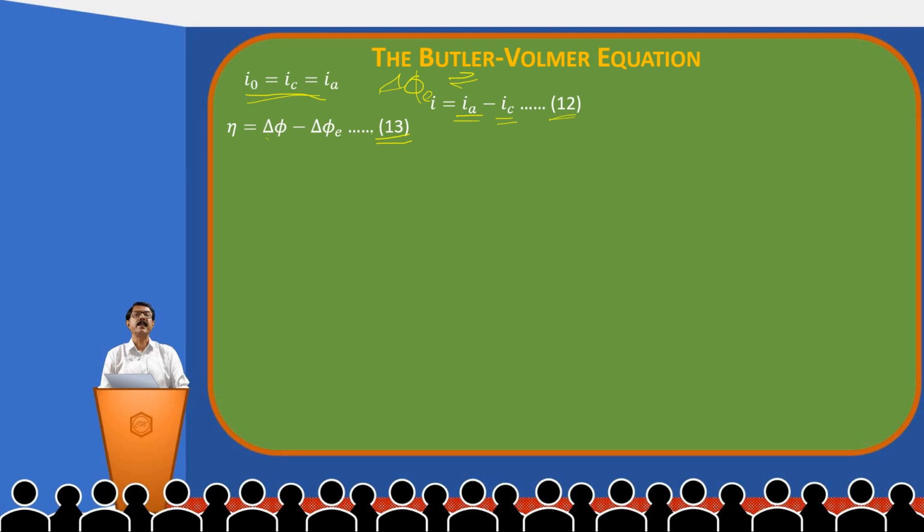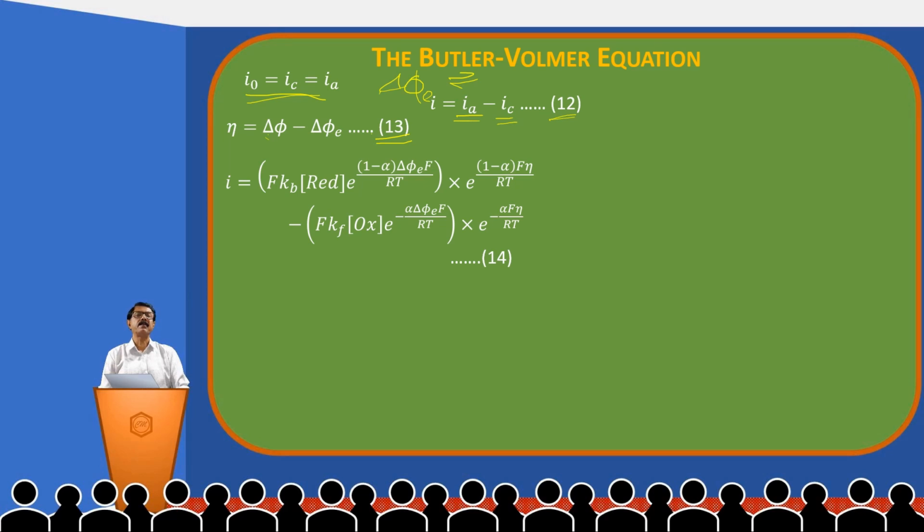Now we write down the net current I as equation 14. That is, we subtract cathodic current density from anodic current density. The exponential terms outside the brackets arise due to the applied overpotential eta. This term is for the anodic process and this term is for the cathodic process. Now the terms within the brackets are same by equation 11. That is, both the terms within the brackets are equal to I0.